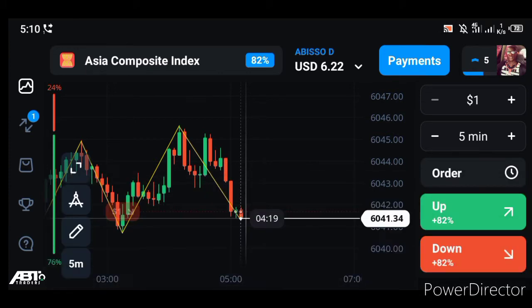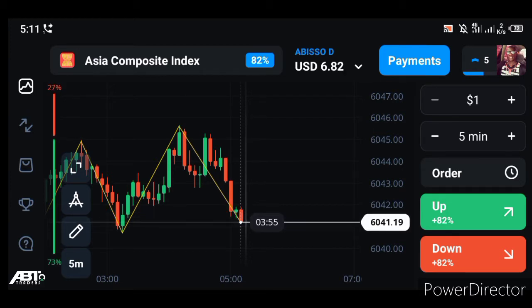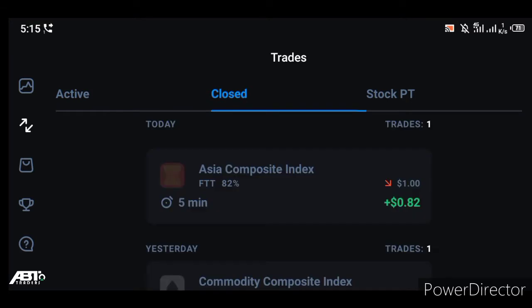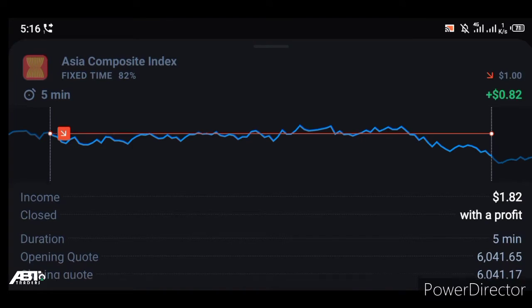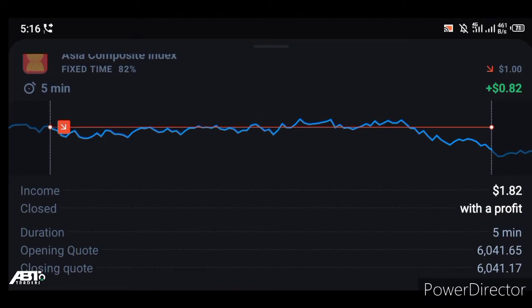Seconds remaining, and I think it's going to be a win. Let's wait for some seconds and see the results. And it's a win. So we have won the first trade of $1, and the profit is $0.82. That's around 82 Kenyan shillings.